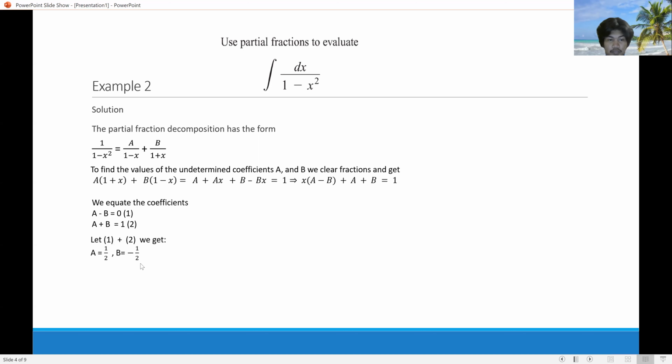So we can rewrite the integral dx over 1 minus x squared as 1 over 2 times the integral of 1 over 1 minus x plus 1 over 1 plus x dx. By doing the integral calculation, we get 1 over 2 times the logarithm of 1 plus x minus the logarithm of 1 minus x, plus c.